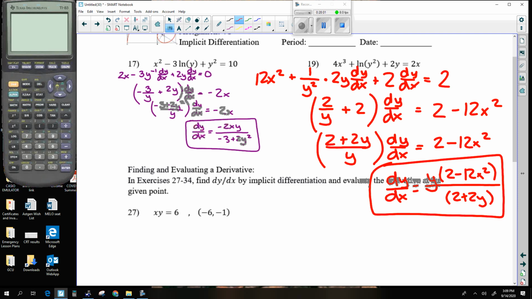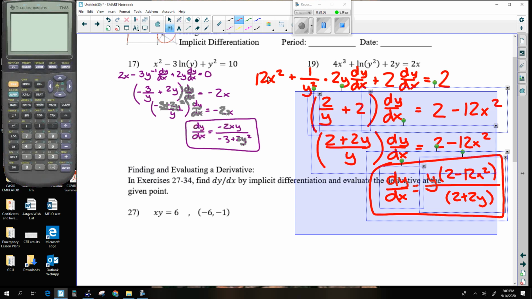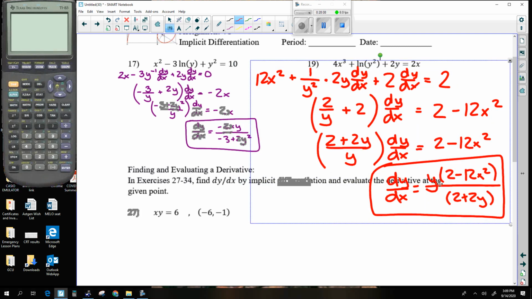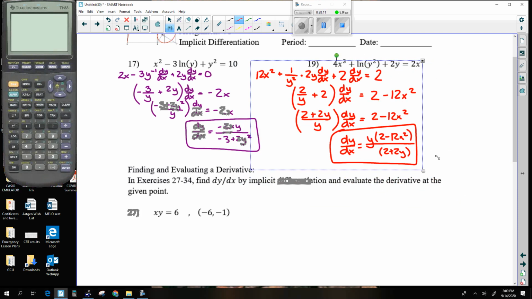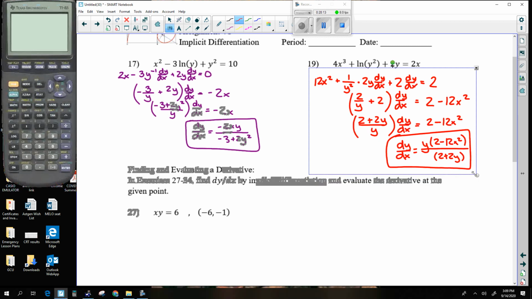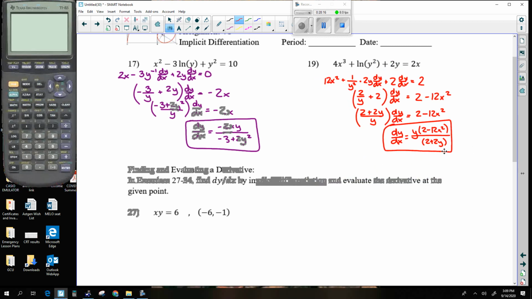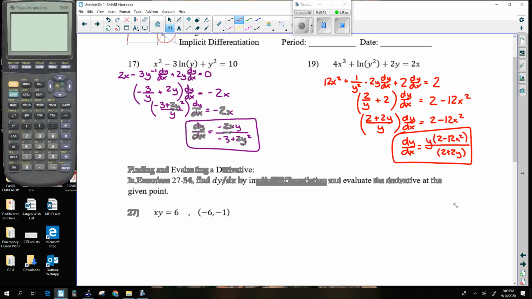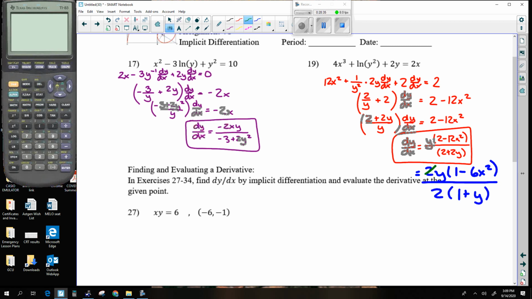Get the GCF out of 2. Both numerator and denominator cancel, but whatever. What I'm saying is you can factor the GCF of 2 out, so this would be 2y, 1 minus 6, and this denominator is 2, 1 plus y. Cancel out the 2. That's what I said.